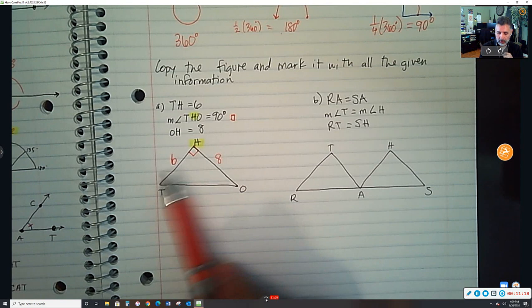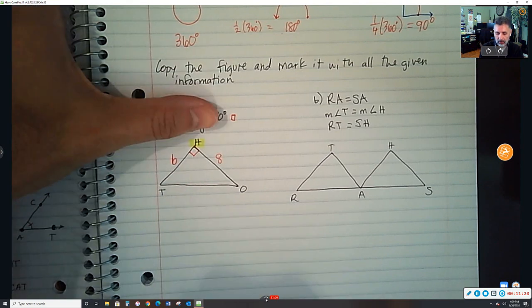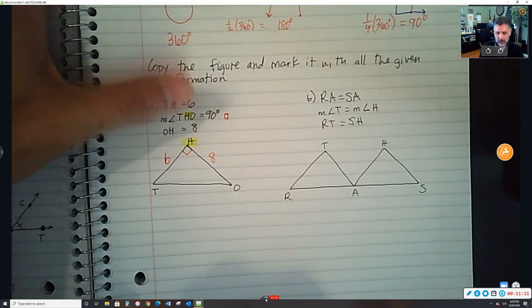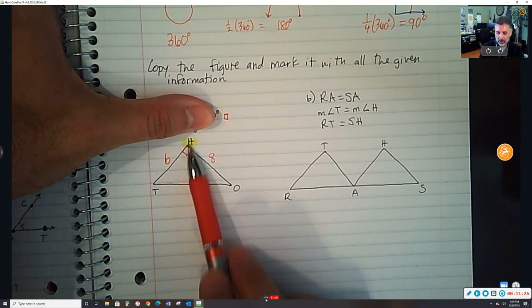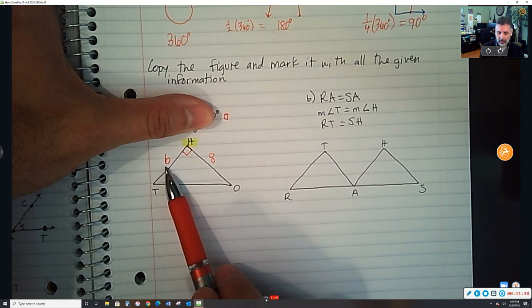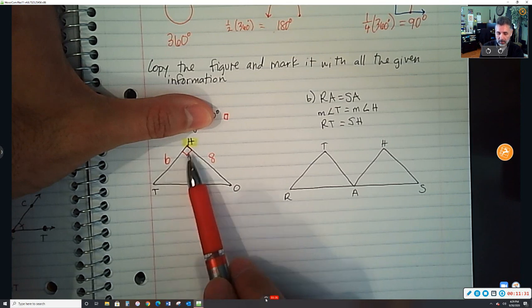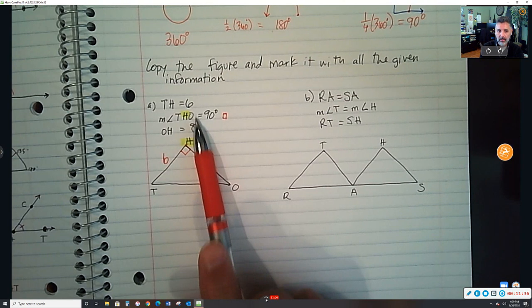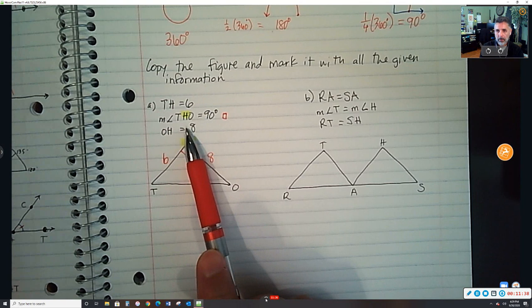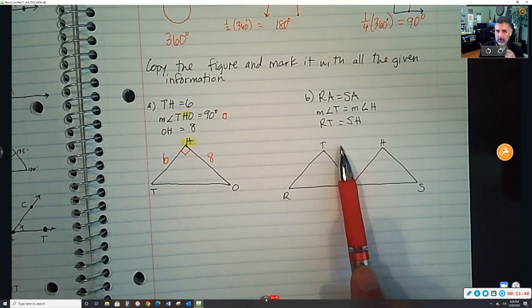So I put the markings in. So imagine if these markings weren't here, or if that information wasn't there, I would know THO is 90 degrees because of the square. I know TH is 6 because I have 6 over here, and I know HO is 8 because of that 8, and that's what we have here. Okay, so let's move on to this one.